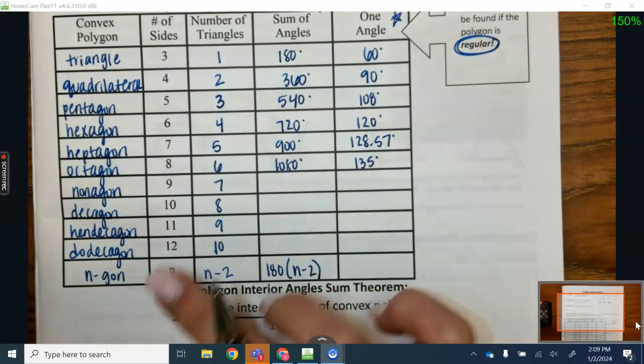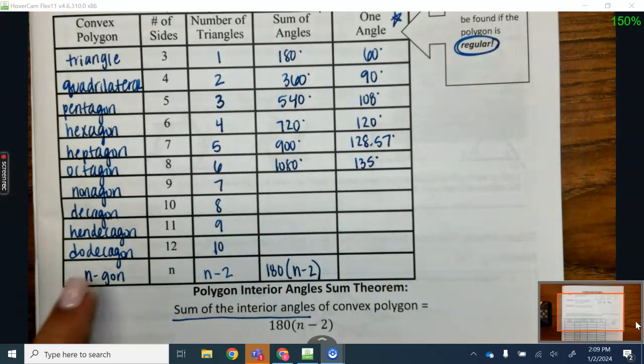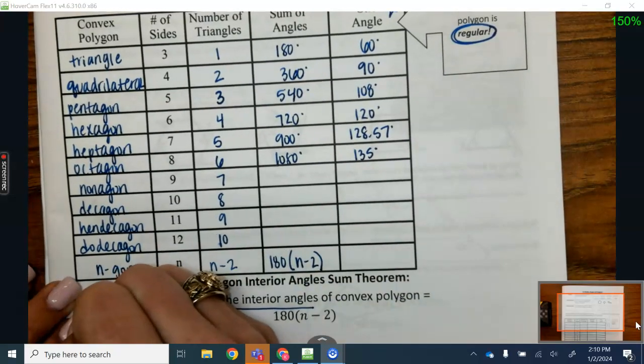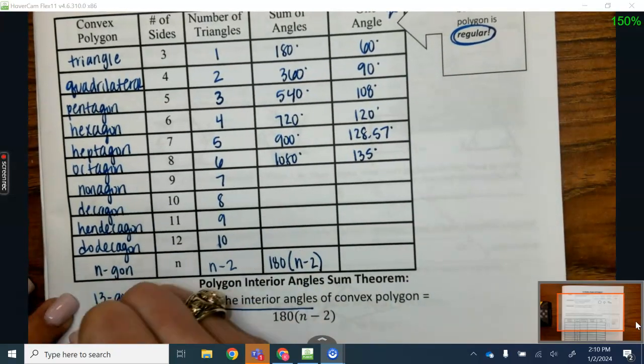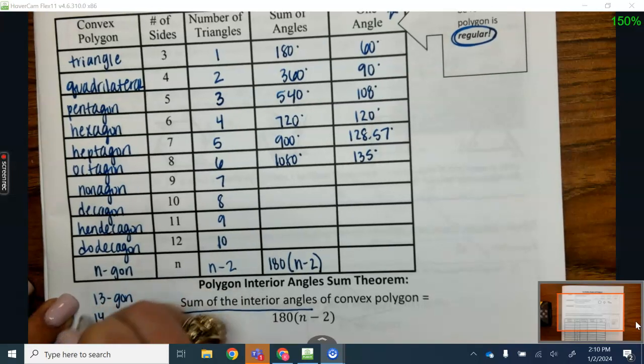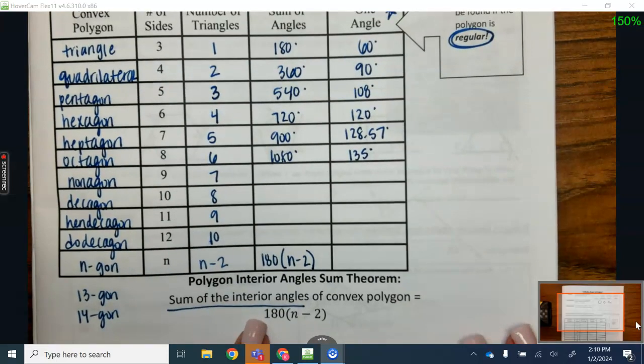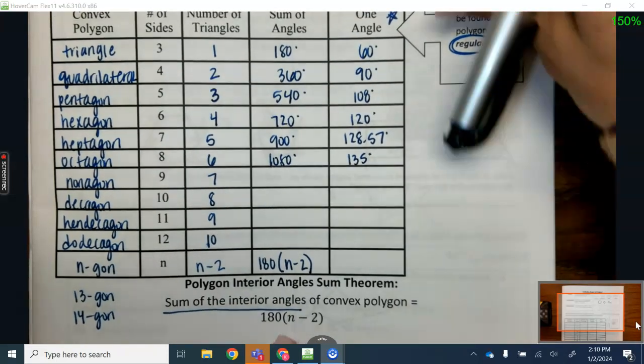So I would make sure you're familiar with most of these names, and then after we surpass 12, if it's 13, we just call it like a 13-gon or a 14-gon, right? That would be the number of sides for those types of figures. Okay, so sum of the interior angles, 180 times n minus 2.